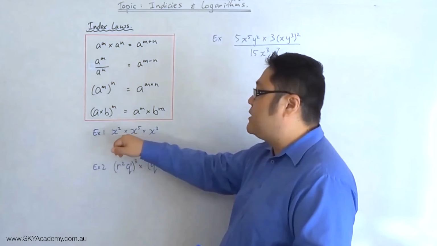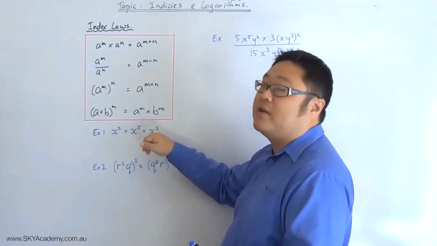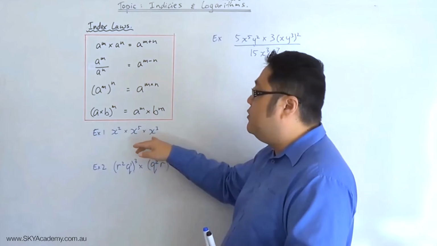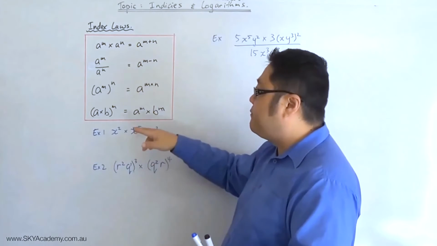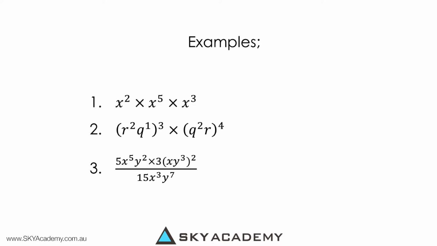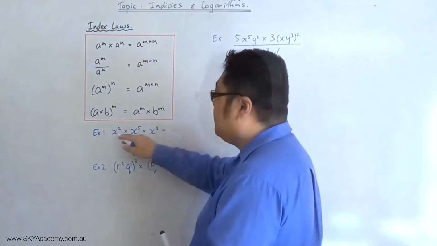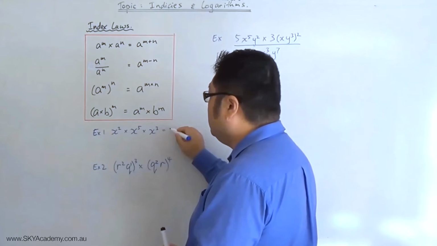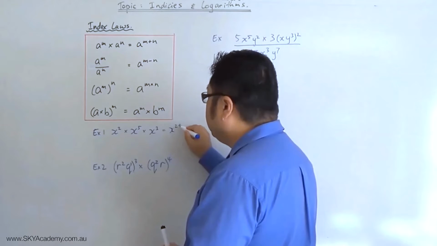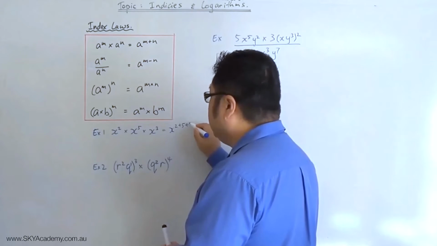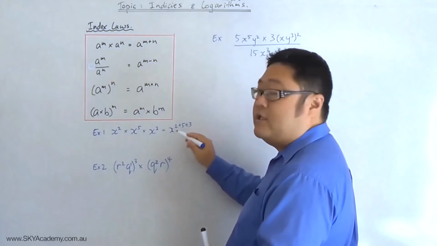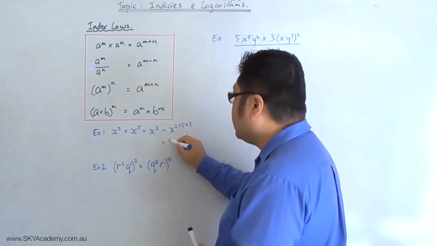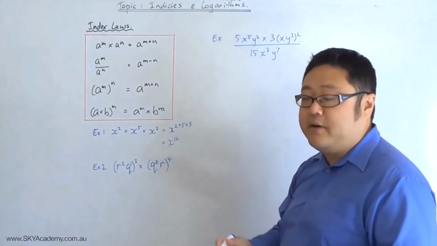The first one here is x squared times x to the power of 5 times x to the power of 3. This is a simple use of which log law? Which of the 4? Well, it's this one here. It says when you're multiplying numbers, you add the indices if they have a common base. So x squared times x to the power of 5 times x cubed is x to the power of 2 plus 5 plus 3. You add the indices together, which gives us x to the power of 10. That's pretty straightforward.